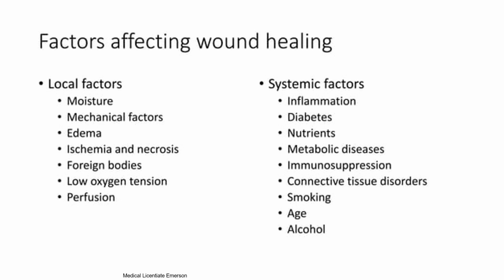Then factors affecting wound healing. Local factors: we can have moisture, mechanical factors, edema, ischemia, necrosis, foreign body, low oxygen tension, as well as perfusion. Okay, these are local factors. Then systemic factors affecting wound healing: we have inflammation, diabetes, nutrients, metabolic diseases, immunosuppression, connective tissue disorders, smoking, age, and alcohol. These can affect wound healing.